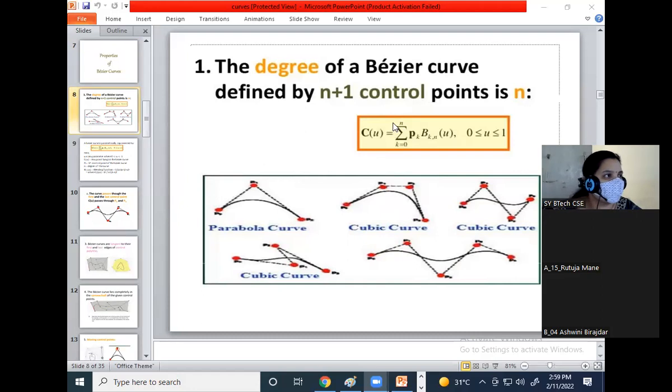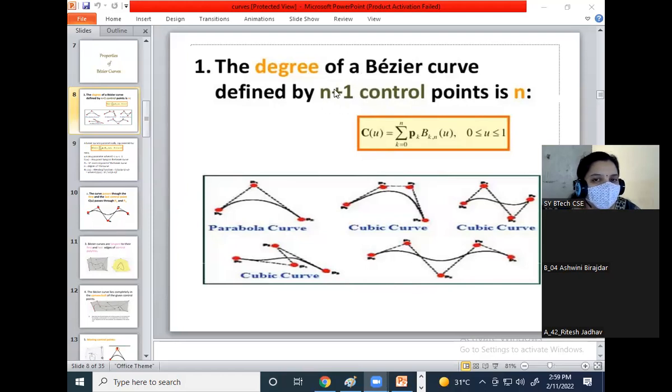Mostly the Bezier curve is of 4 points only. First and last are the anchors, and there are 2 control points. But it is possible to have more than 4 also. So in that case, the degree of the Bezier curve defined by n plus 1 control points is n. What is the meaning of it?